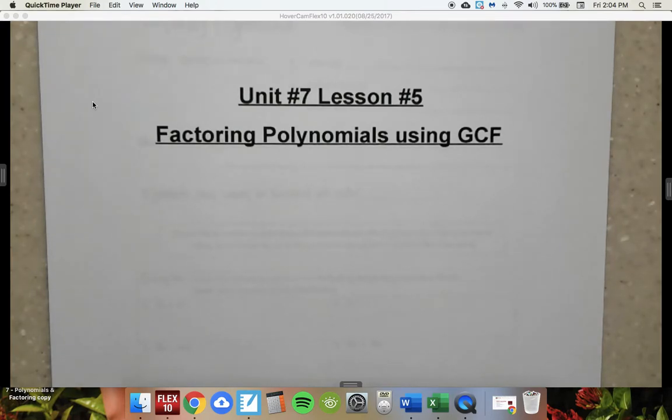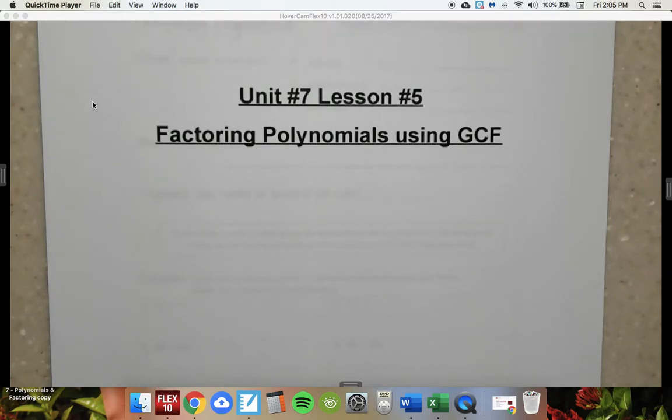Still working in Unit 7, Lesson 5 this time. We are going to begin the amazing process of factoring polynomials. And there are many, many ways we're going to learn how to factor polynomials. We are definitely inching closer and closer to factoring quadratics. But, I mean, are we technically going to be factoring quadratics today? Yes, but we're not really going to call them that yet.